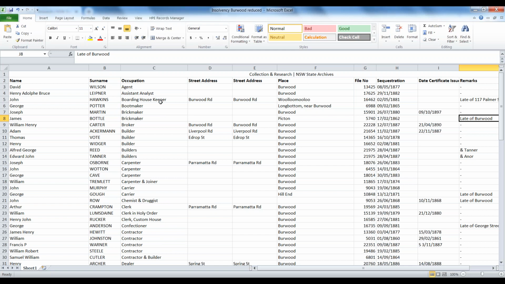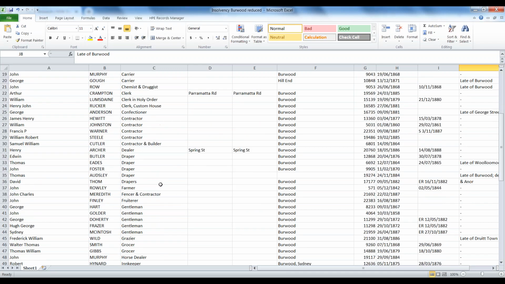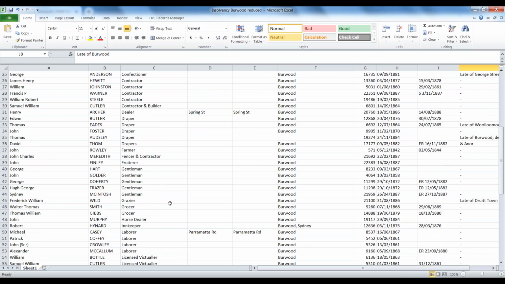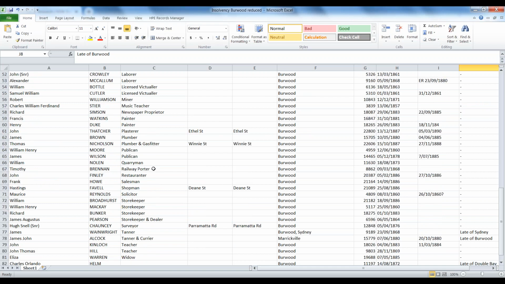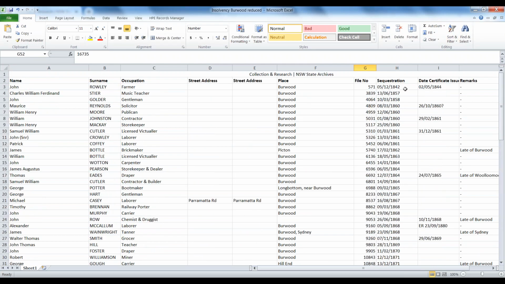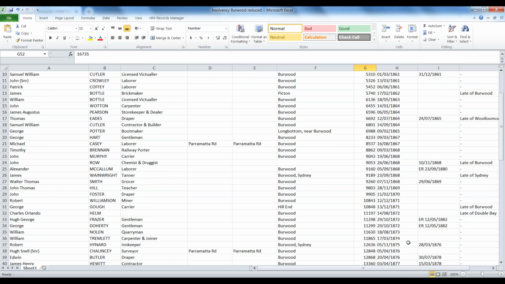Huge range of occupations: assistant analysts, boarding house keepers, carriers, chemists and druggists, clerk in the Holy Order, drapers, lots of drapers, gentlemen, music teacher, railway porter, tanner and courier, teachers, and I think this is possibly the first woman we've seen, a widow who became insolvent. Similarly, you can sort by the file number, and it will give you that picture over time of whether there's increasing or decreasing numbers of people becoming insolvent.